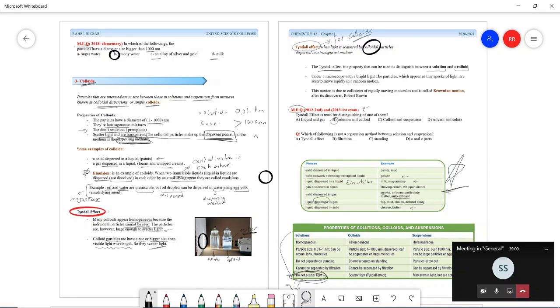You can test this at home. You can test the Tyndall effect. It's very, very easy. You can even do it with your cell phone's light. You don't need even a laser. Bring two glasses, but very clear glasses.